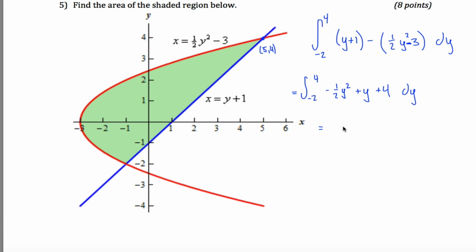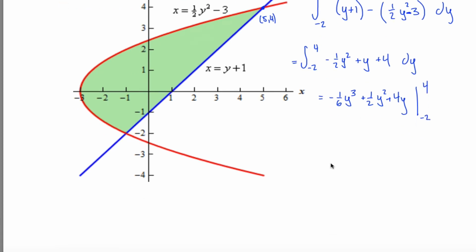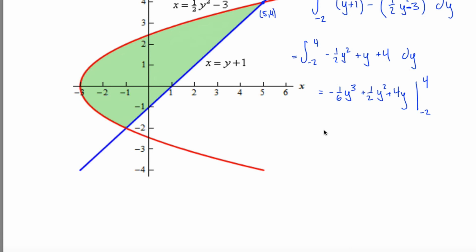This new exponent should be a 3. I got -1/6 y to the 3rd power. You can check that by taking the derivative, making sure you get back up here. Plus 1/2 y squared plus 4y. And I guess plus c, or you can leave off the c because you're going to have to evaluate this from -2 to 4.